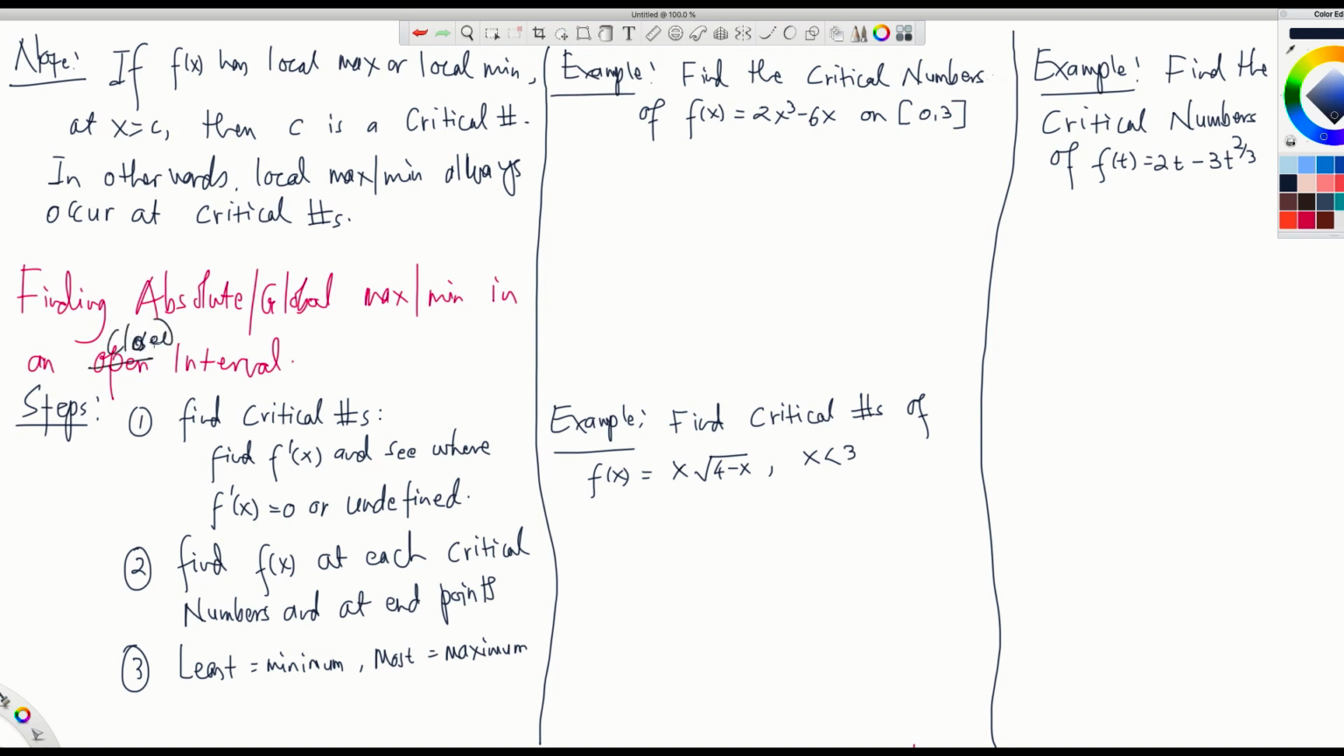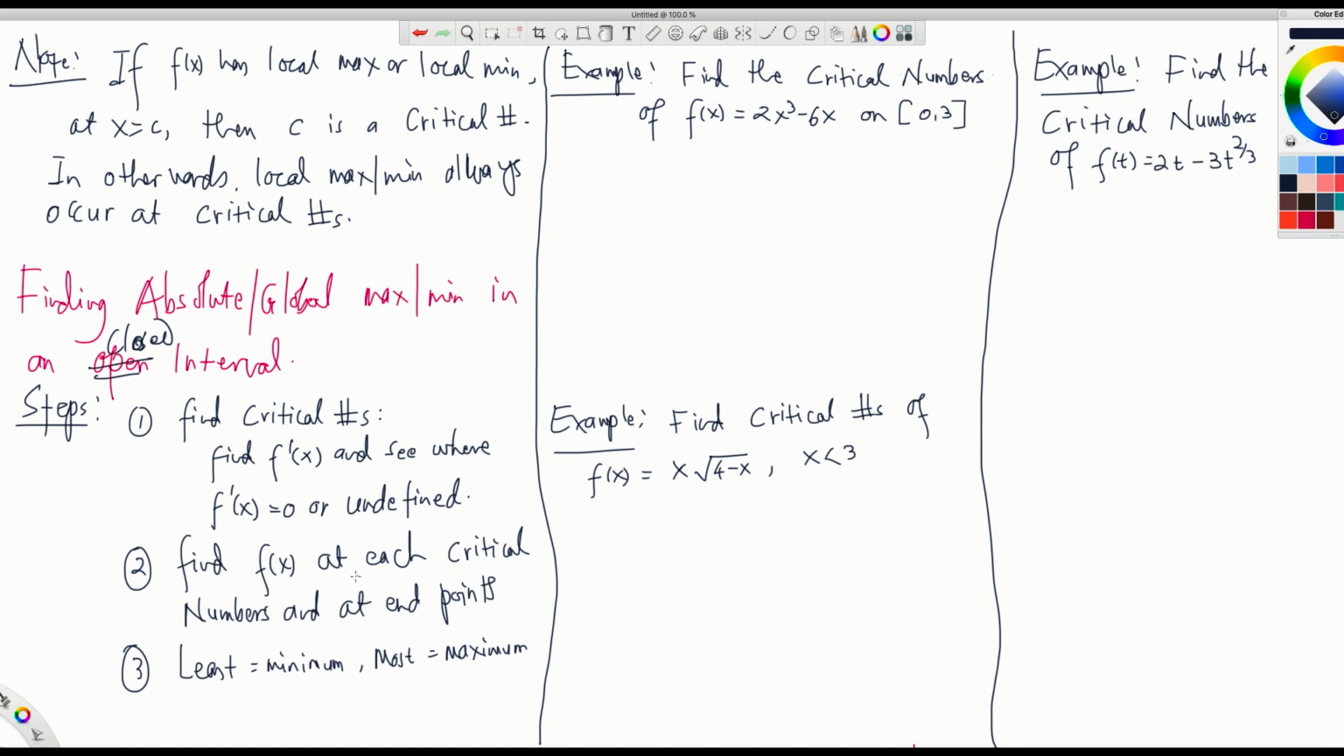If you are trying to find a global max or global min in a closed interval, how do I find that? These are the steps. Number one, find the critical numbers. How do I find the critical numbers? Find f prime of x and then see where f prime of x is 0 or undefined. You set f prime of x equal to 0, and see where it is 0 or undefined. Those are the critical numbers.